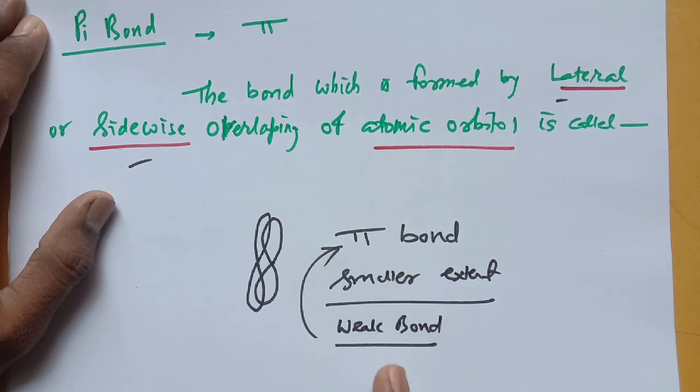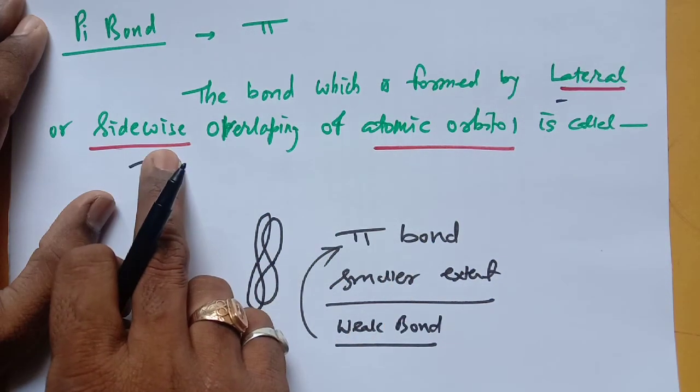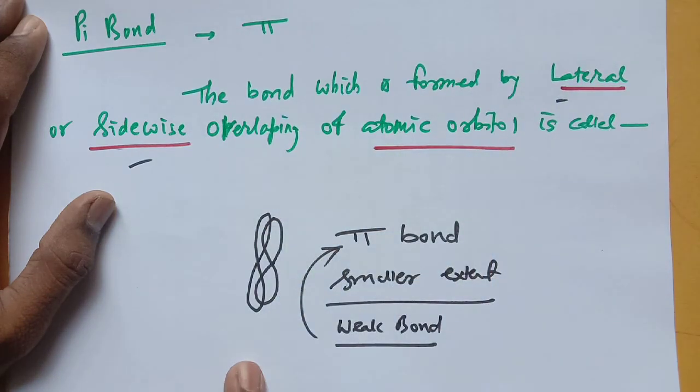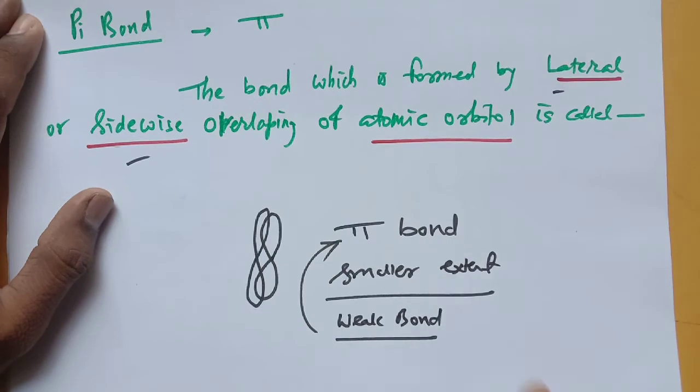क्योंकि pi bond किससे फॉर्म होता है? By the lateral overlapping or sidewise overlapping of atomic orbitals, and this overlapping, according to the VBT, takes place to the smaller extent. And what does VBT say? VBT says that if the overlapping of atomic orbitals takes place to the smaller extent, the bond which is formed is weak in nature, and according to that, pi bond is weak in nature.